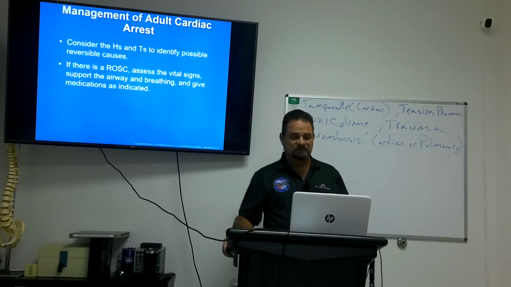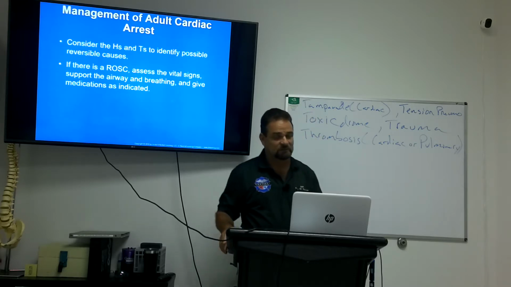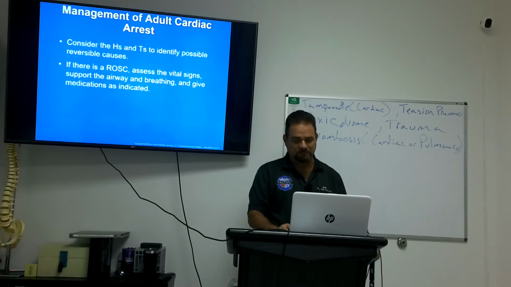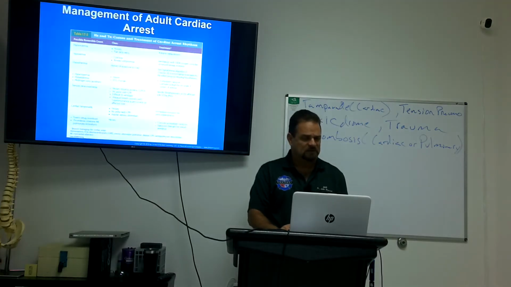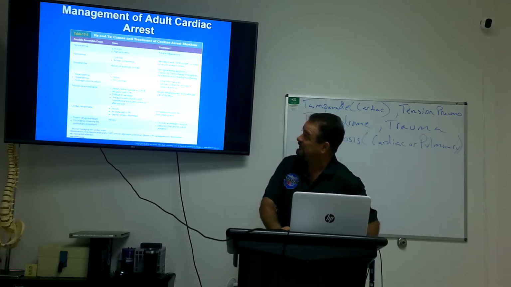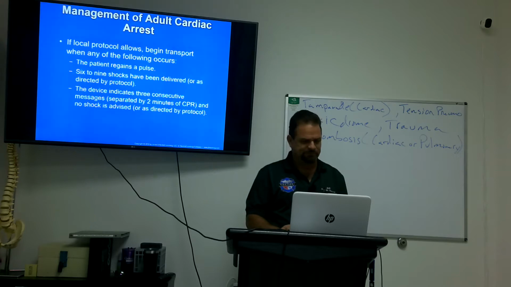During the arrest, consider H's and T's like we discussed to identify possible reversible causes of the arrest and factors that may complicate the resuscitation. Refer to table 17-5 in your book. If at any point there is ROSC or return of spontaneous circulation, then assess the patient's vital signs, support the airway and breathing as required, and give medication as indicated for regulating the heart rate and controlling cardiac dysrhythmias as well as maintaining blood pressure. This table shows the causes and treatments of cardiac arrest rhythms to include also the H's and T's. This is table 17-5, and it's also slide 169 in the focus slides.